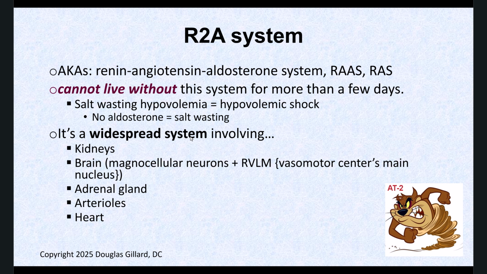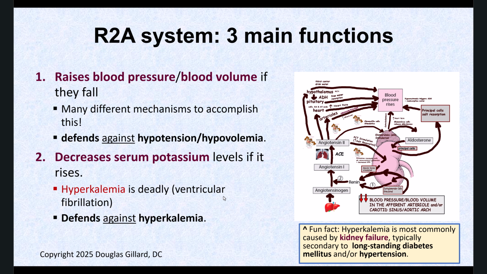Great. So you got to have it. It's a very widespread system. That's why it's always such a big lecture. So usually the whole week we lecture about it. It involves the kidneys, the brain, the adrenal glands, the arterioles, and the heart. Different areas of the brain, like magnocellular neurons, the RVLM, what else comes to mind? The vasomotor center is that. The thirst center. So yeah, it's all over the place.